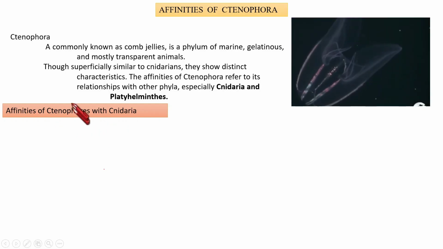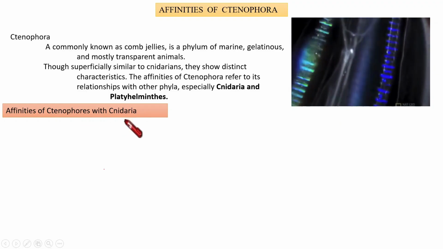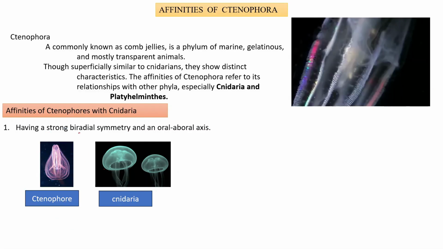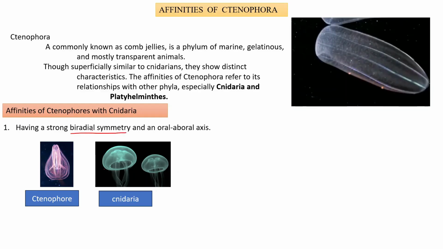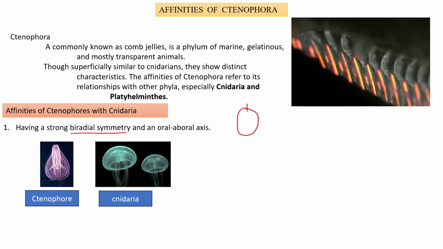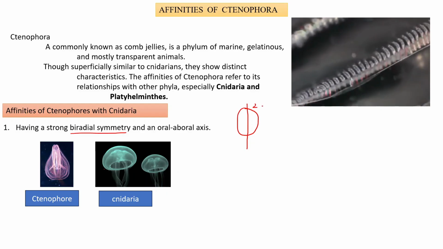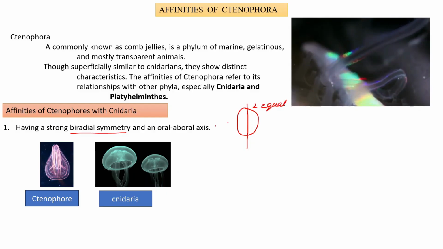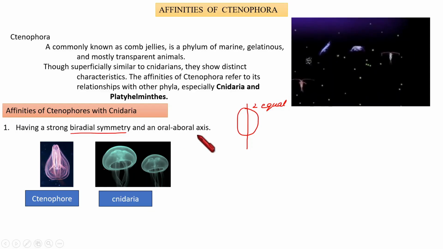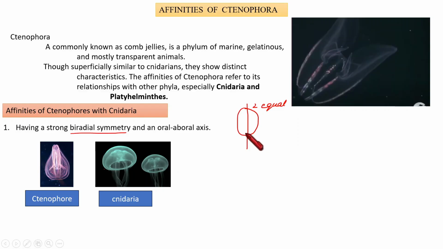Going to understand about the affinities of Ctenophora with that of phylum Cnidaria. First point, both Ctenophora and Cnidaria have strong biradial symmetry. Biradial, I think you know, means that if we make a cut passing through the central axis, we will get two equal halves. So both have biradial symmetry, and both possess oral and aboral axes. Oral means where the mouth is located, aboral means the other side, opposite to the oral. So that is one similarity.